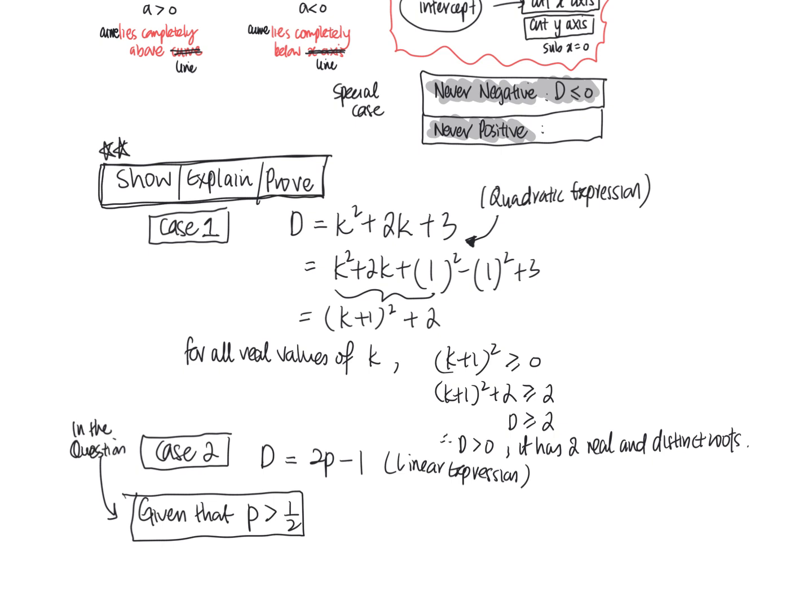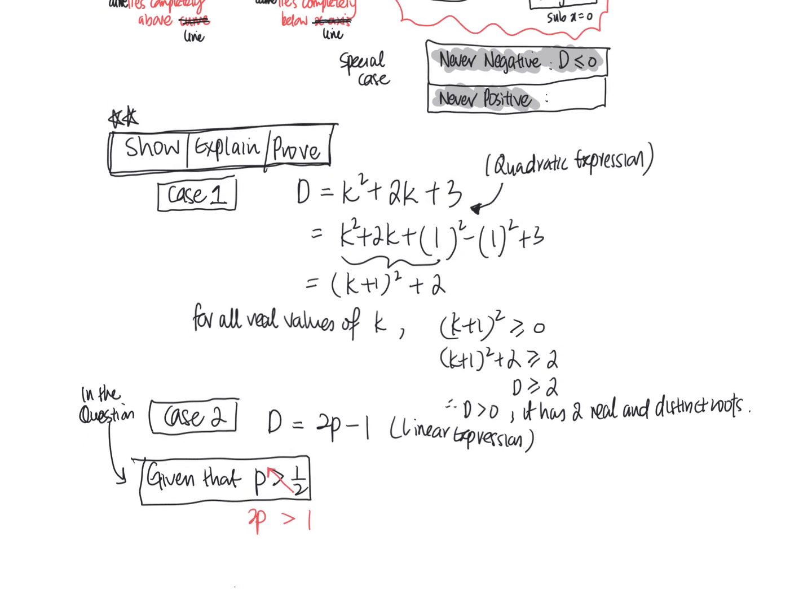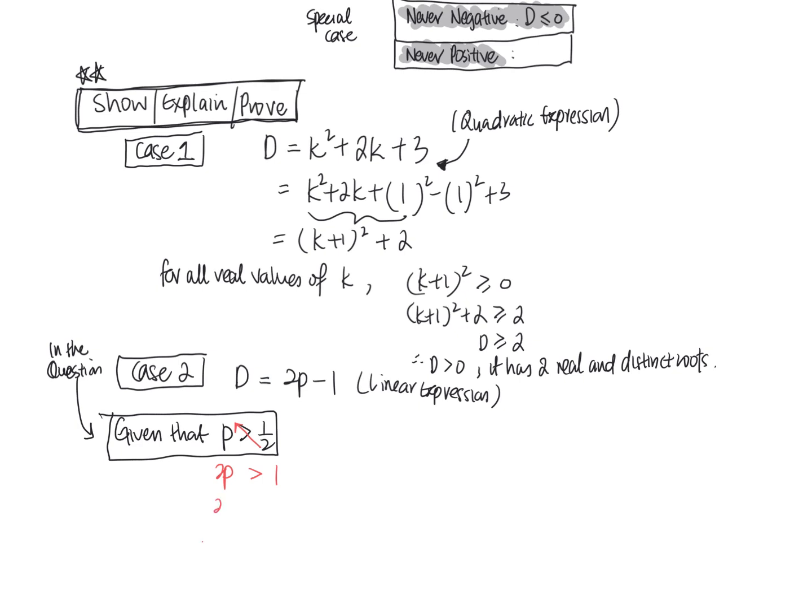So how to use that? If you cross multiply, this is 2p. If you bring the 1 over, this is 2p minus 1. So can you see that this is actually your discriminant? And using the inequality they give you, you have proven that discriminant is greater than 0. So also same conclusion. Therefore, it has 2 real and distinct roots. So these are the special scenarios where they ask you to show, explain, or prove. If it is a quadratic, use this.